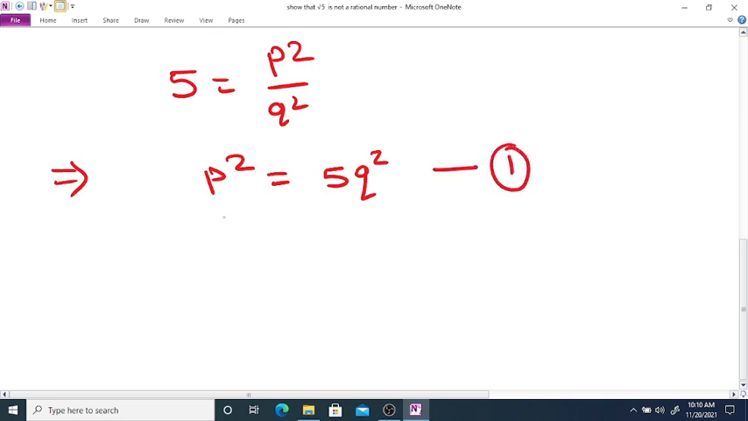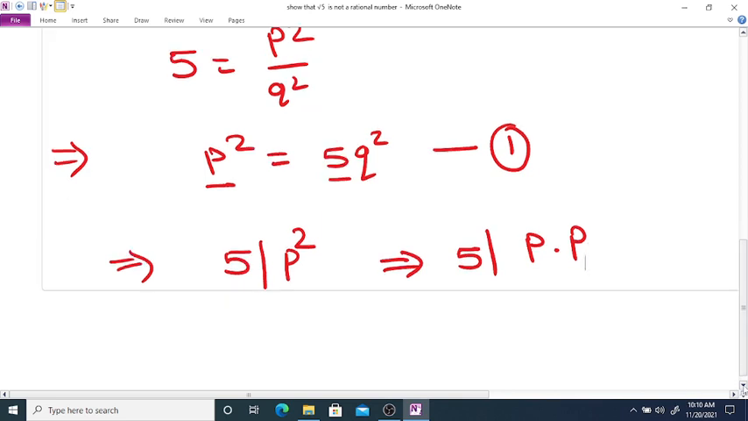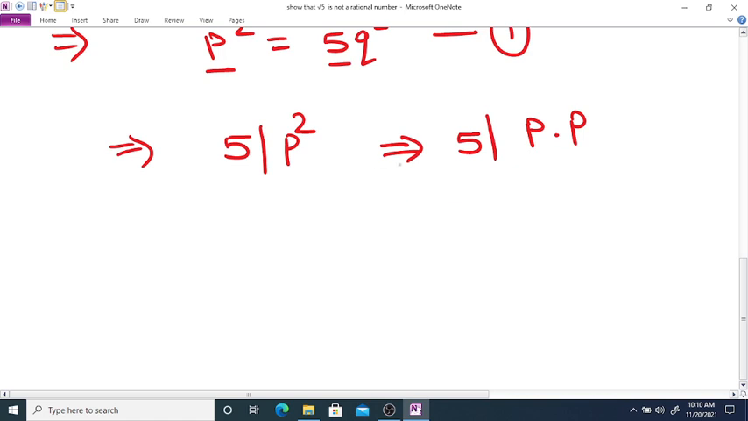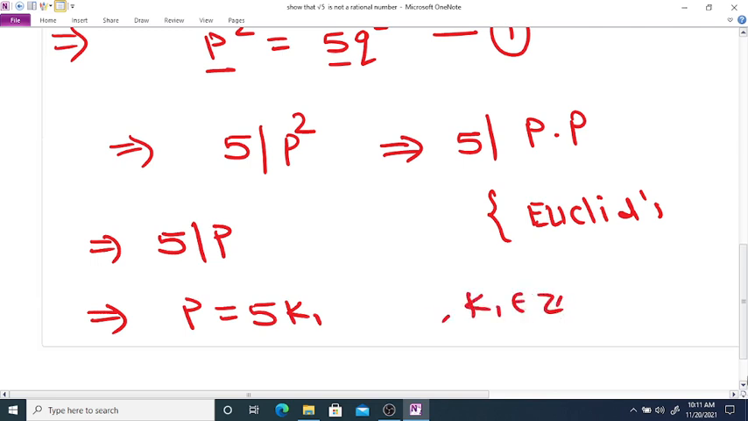Now from equation number 1, we can say that this p square is a multiple of 5, so 5 divides p square, but this implies 5 divides p into p. Since 5 is a prime, by using Euclid's lemma, we can say that 5 divides p, but this implies p is equal to 5k1 for some k1 in Z, that is, an integer. So this is equation number 2.